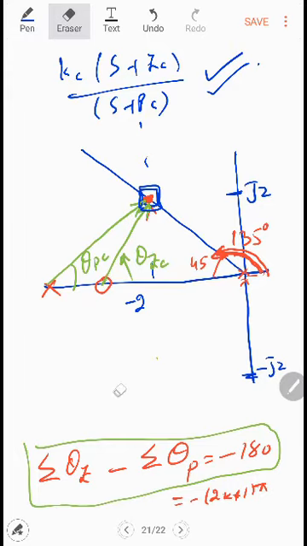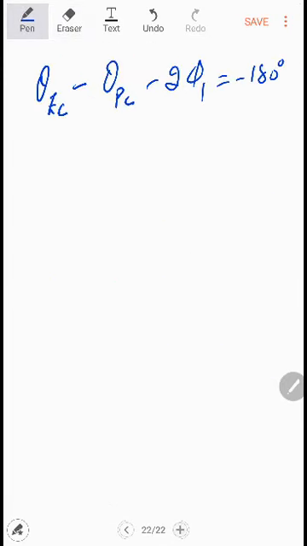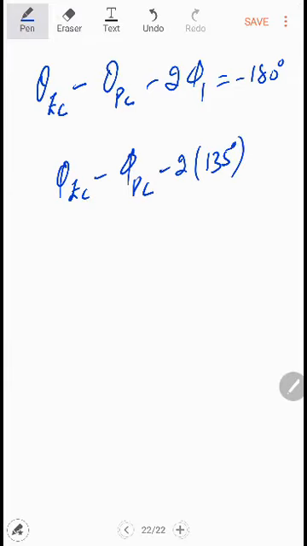But we know that there is another pole also due to the symmetry, so we have to satisfy the symmetry condition also. So if you find this one, then we see that pi ZC minus pi PC minus 2 into 135 degrees will become equal to minus 180 degrees. And if you do the calculation, then pi ZC minus pi PC will be equal to 90.